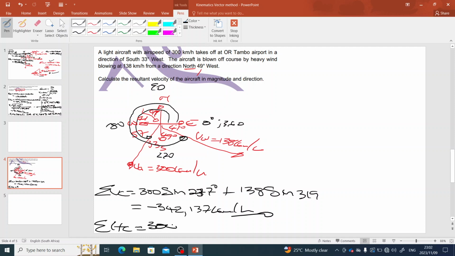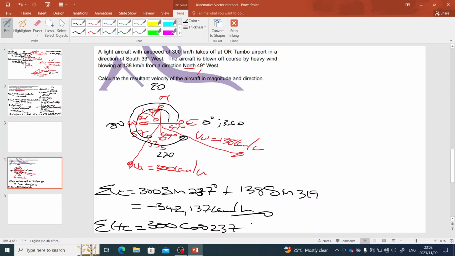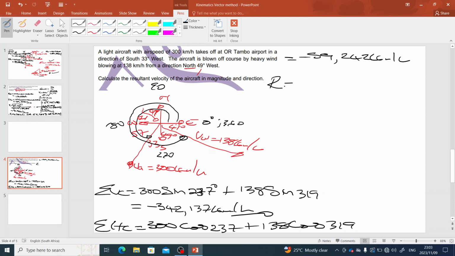Now, in calculating the horizontal component, you put what? Cos. It will be 300 cos 237 plus 138 cos 319. Then I got the value of the horizontal component as negative 59,242 kilometers per hour. Then in calculating the resultant, it will be vertical component plus horizontal component, all square root.